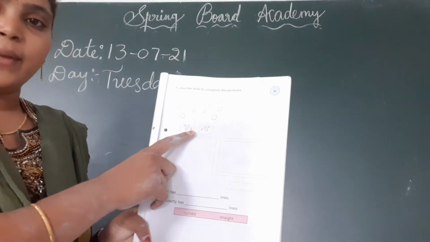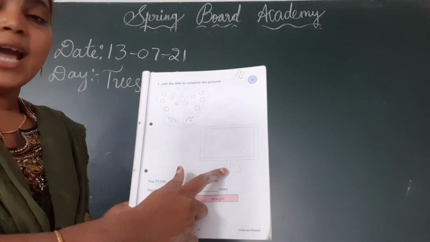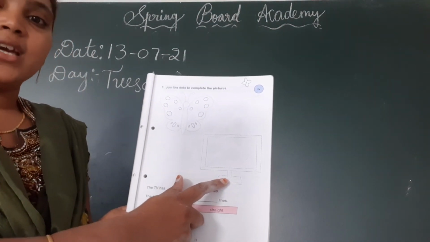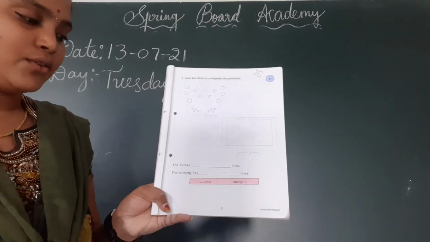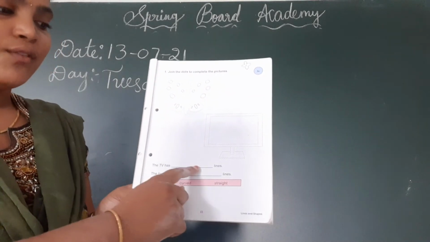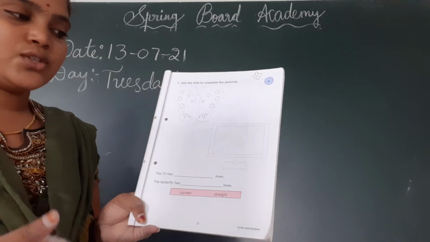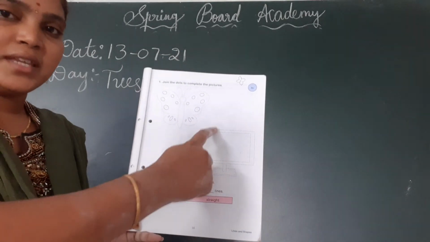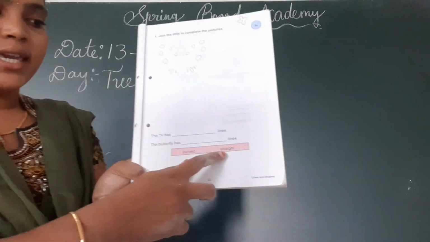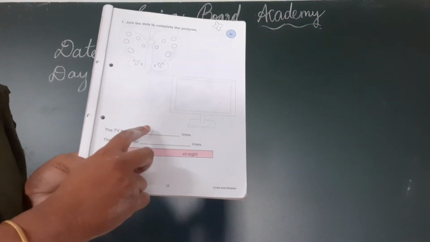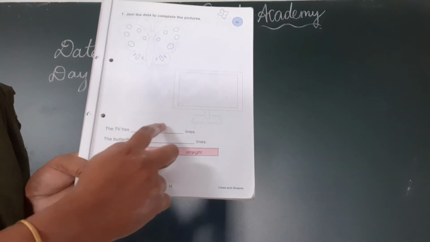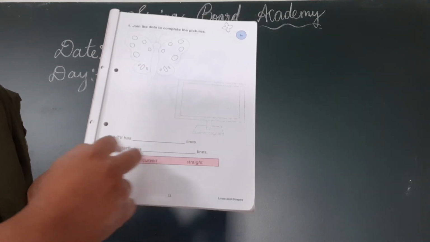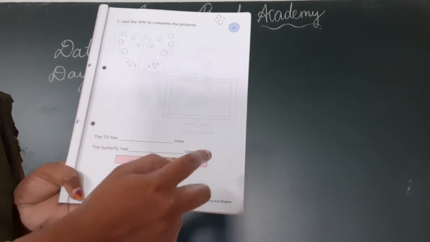Is this formed by straight lines or curved lines? And the TV is also formed by straight lines or curved lines. You have to identify. So the TV has dash lines. Yes, is this straight lines or curved lines? Yes children, these all are straight lines. Here it is already given straight. Here you have to write the TV has straight lines. The butterfly has dash lines.